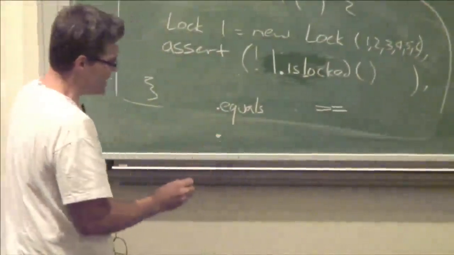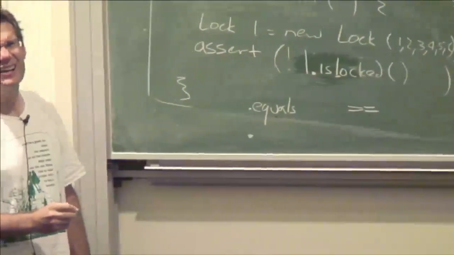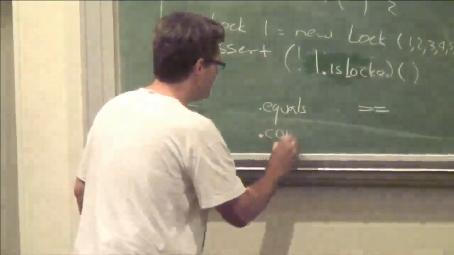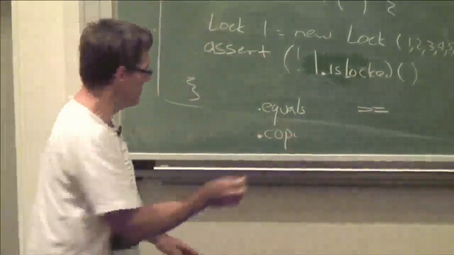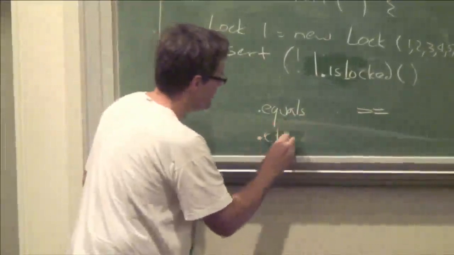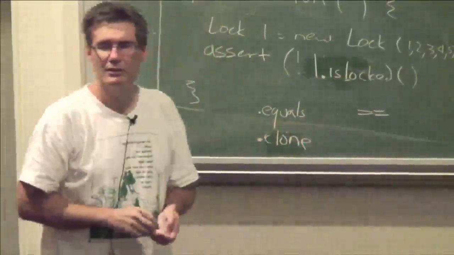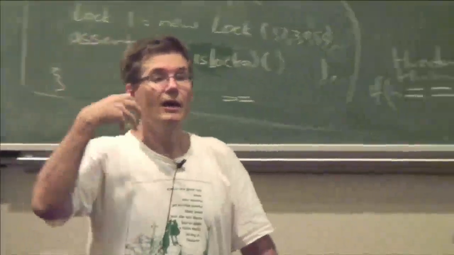And every object gets a copy function. What's it called? Clone. A clone function, given to you automatically. If you call dot clone on something, it makes a real copy of it, and it copies all the fields across. Again, it's a shallow copy. Does that make sense to everyone?